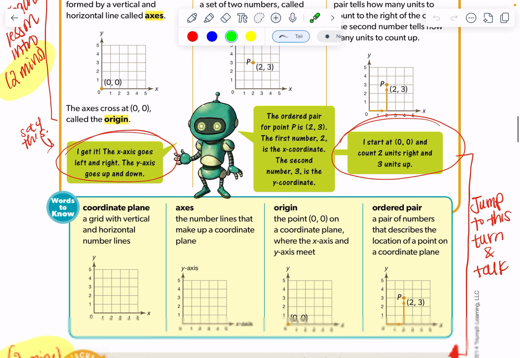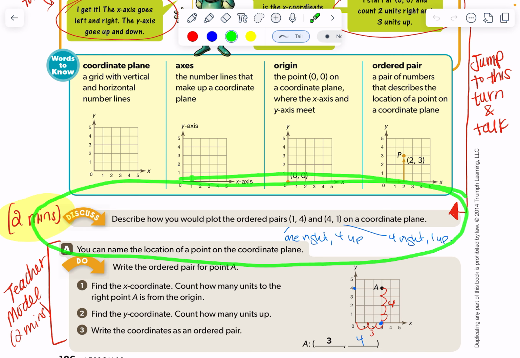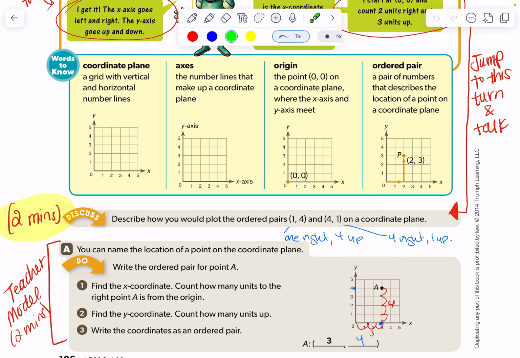So once you stamp that knowledge for students, you can launch them into a turn and talk. Given what we just spoke about ordered pairs, describe how you would plot the ordered pairs 1, 4 and 4, 1. Now, depending on the level of engagement in your classroom, you might want to have one half of the classroom plot 1, 4, and the other half plot 4, 1, and have them engage in discussion. Do both points end up in the same place on the coordinate grid? And if not, why not?